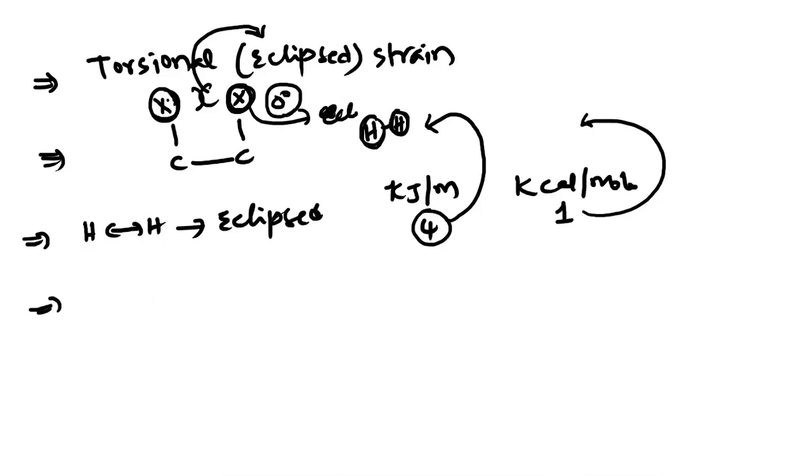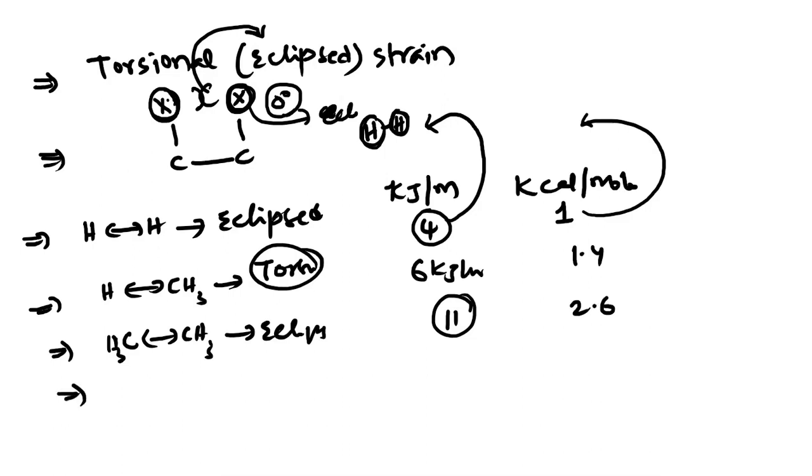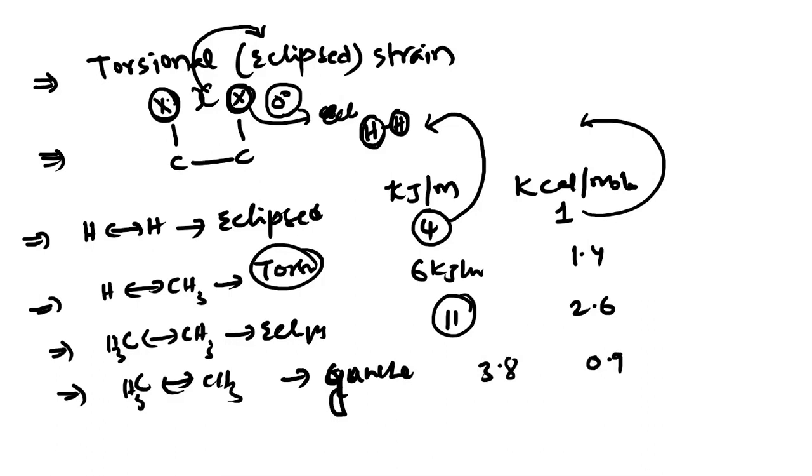And the next case, hydrogen and methyl group. For this, it contributes 6 kilojoules per mole, and in kilocalories it is 1.4. We can also consider it torsional strain or eclipsed strain. And if we have 2 CH3 groups completely eclipsed, in this case they contribute 11 kilojoules per mole of energy to the ring, and in kilocalories it is equal to 2.6. If the two methyl groups are in the Gauche position, they contribute 3.8 in kilojoules per mole and 0.9 in kilocalories per mole.